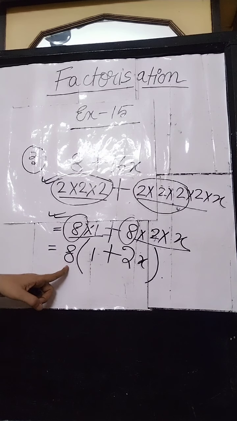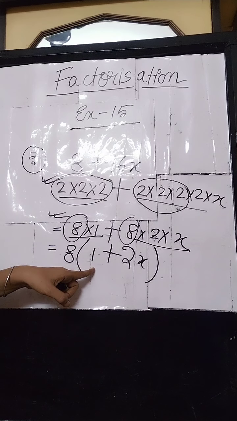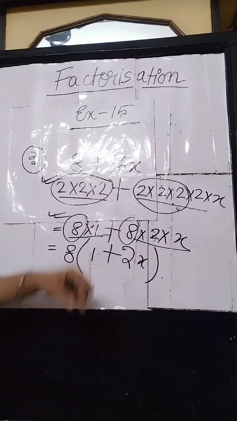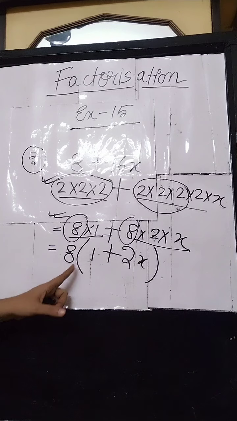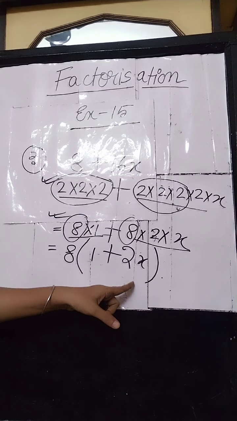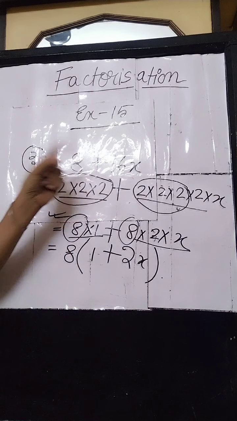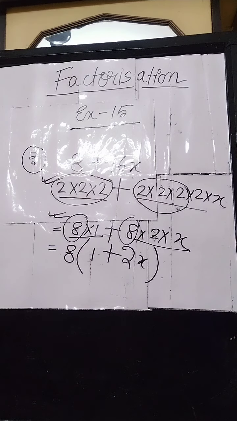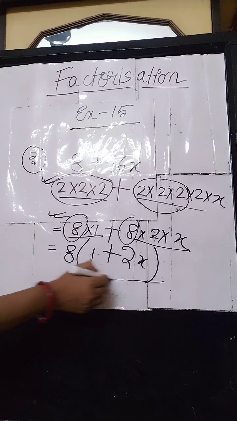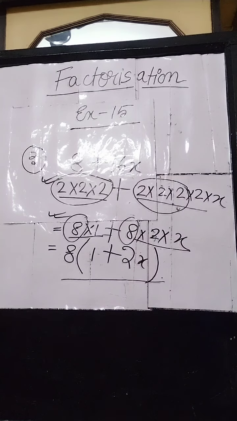Outside the bracket will be 8. That means 8 will be multiplied with 1 plus 2x. If the bracket is removed, 8 will be multiplied with first 1 and then 2x. And by doing this multiplication, we can derive the first line of the sum. So this is the end of the sum. In this way we are going to solve the sum.